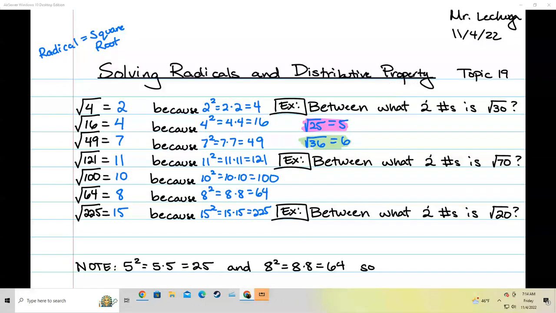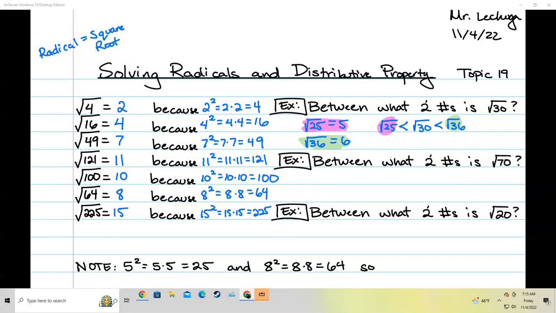Okay, so I know my answer is going to be like 5 point something. In fact, let me go ahead and write it like this. I know that the square root of 25 has to be smaller than the square root of 30. And that has to be smaller than the square root of 36. Okay, this number is too low. This number is too high.